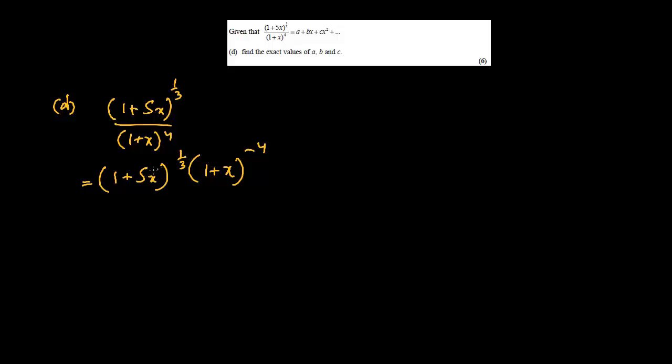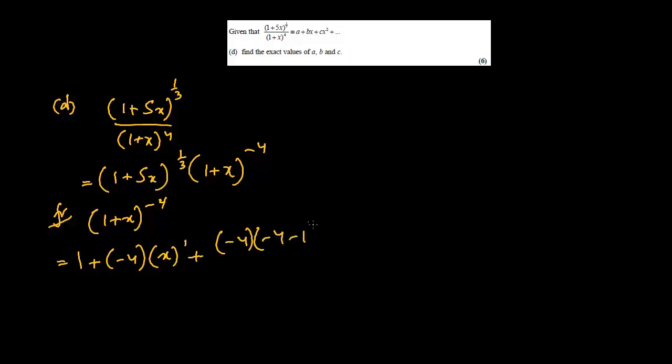Since we know the expansion of this, I'm going to find this first. For (1 plus x) to the power minus 4, it is going to be 1 plus minus 4 x plus n into n minus 1 over 2 into 1, x to the power 2. And I'm not going to expand any further because they have told us to expand up to x to the power 2. If we simplify this, it would be 1 minus 4x. This would be minus 5 and minus 4. 4 5s are 20. So 20 divided by 2 is 10, plus 10x squared.